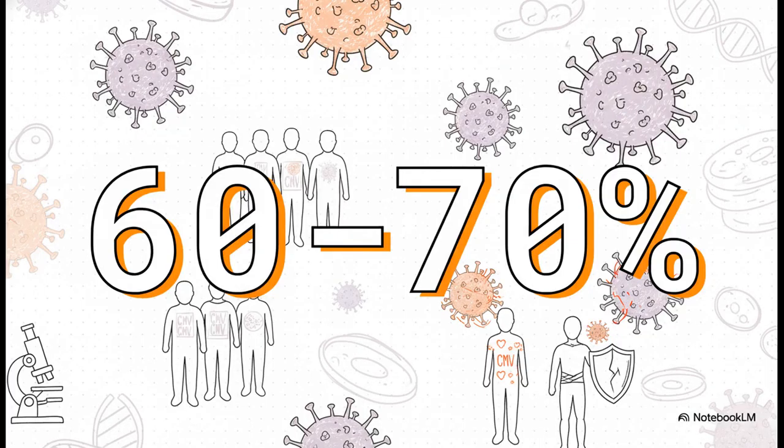Now, prepare to be a little surprised by this next number: 60 to 70%. That is the staggering amount of humans who quietly carry cytomegalovirus, or CMV, by the time they hit age 40. Now, while it's usually totally asymptomatic in healthy adults, it is absolutely a critical virus to know because it becomes severely opportunistic in immunocompromised patients.